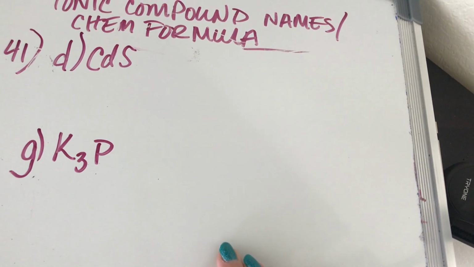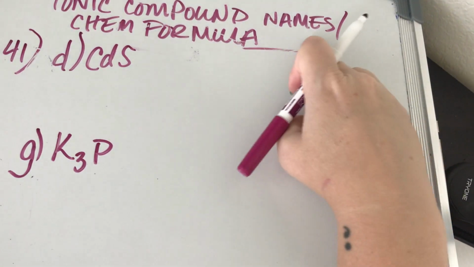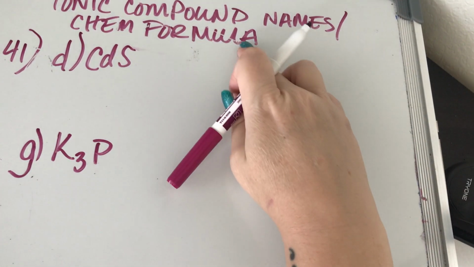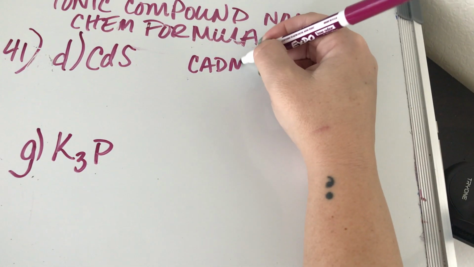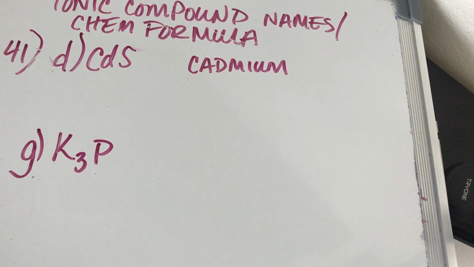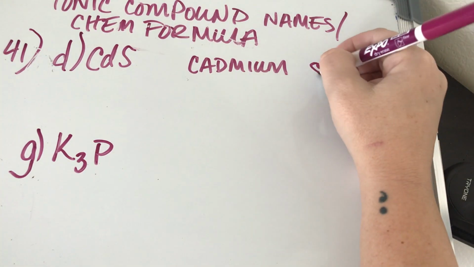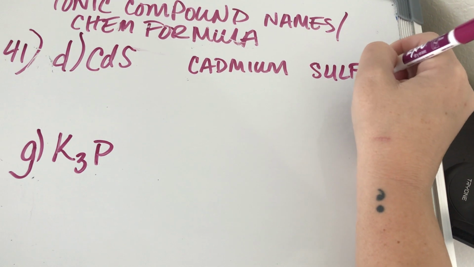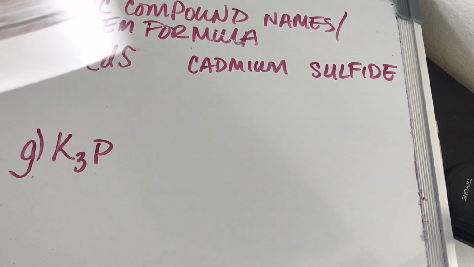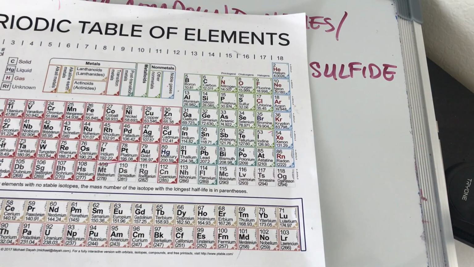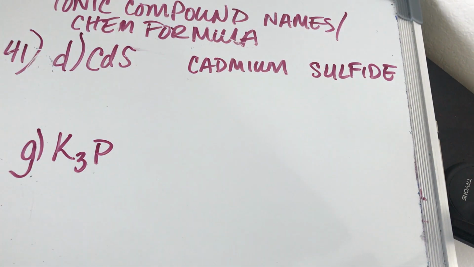Okay, so for D, what's our cation name? Cadmium. And the anion name? Sulfide. Let's say sulfur. Right. And cadmium is a transition metal, so we need to have a Roman numeral next to it.